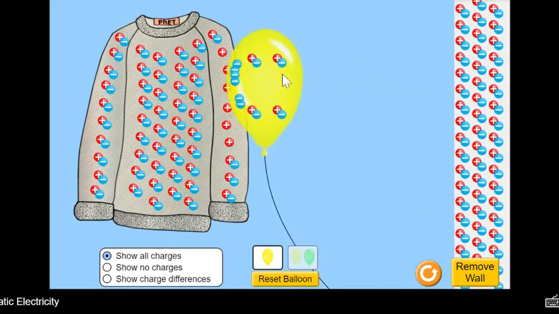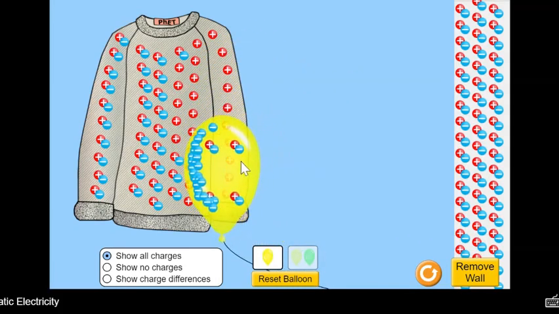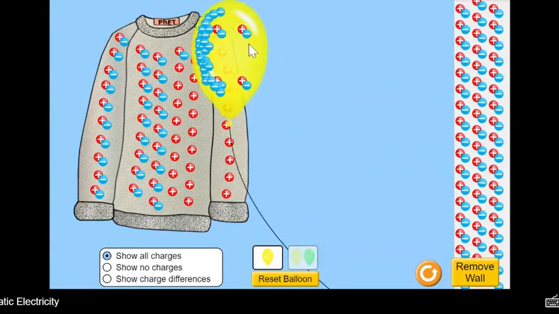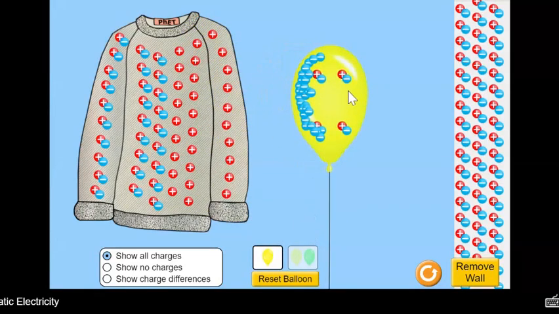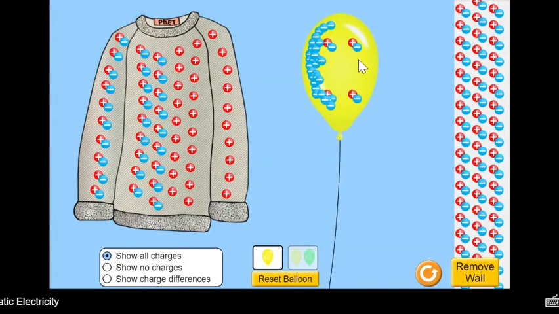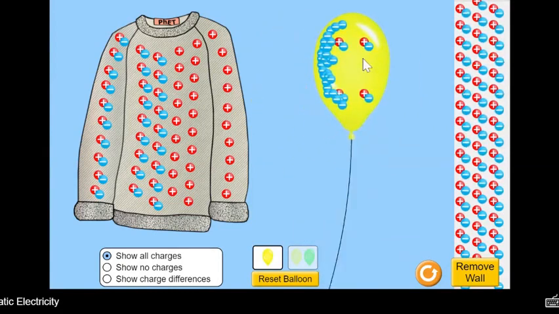However, when we bring our balloon to our sputter, we can see that our balloon gains electrons. Notice how the protons do not change, but in bringing a balloon to our sputter, our balloon gains electrons. If our balloon gained electrons, now we have more of those negative charges. So our balloon overall is going to have a negative charge.